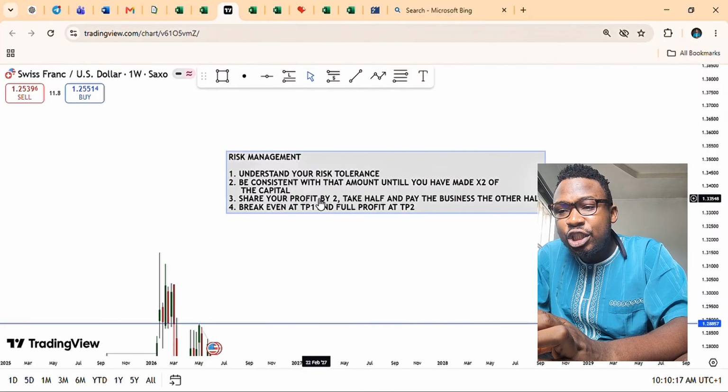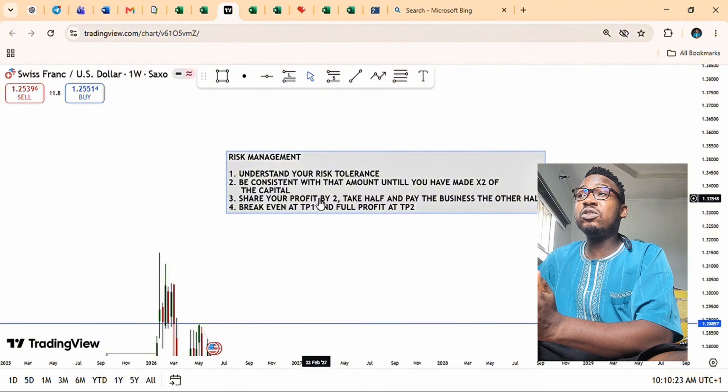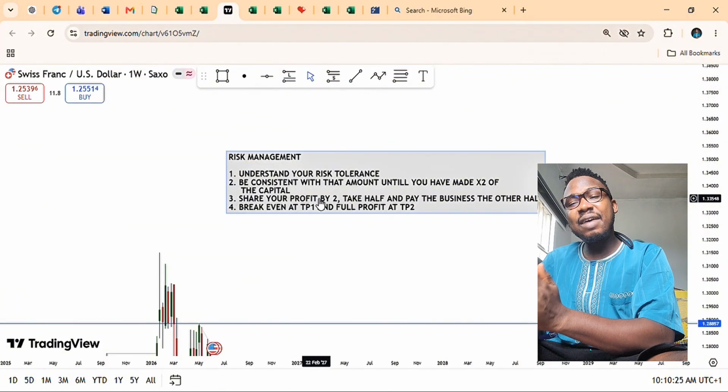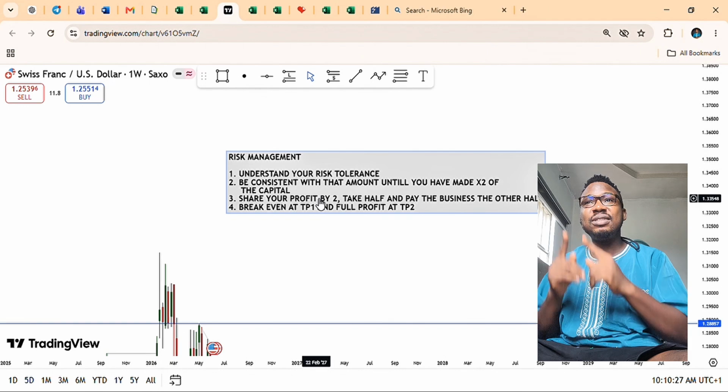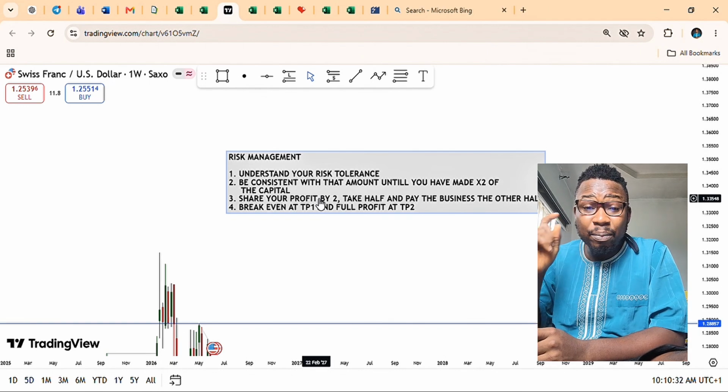Then number 3, share your profit. For example, you take a trade, you risk $100 and the trade was 1 to 5, and you gain a profit of $500. Is that $500 all yours? No. Divide it by 2, guys. Divide that $500 profit by 2.